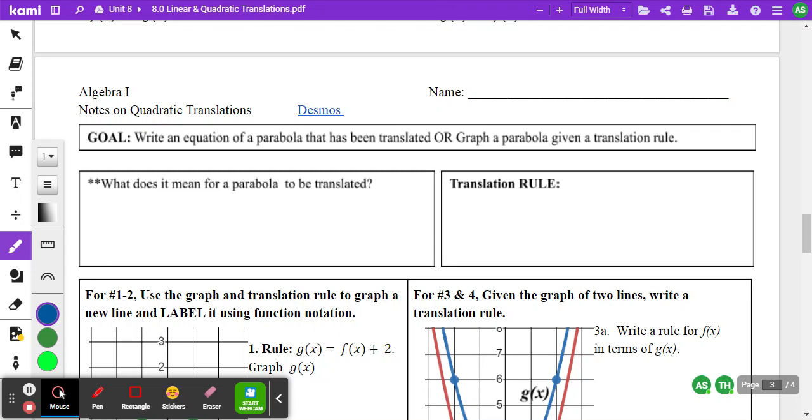Hey guys, today we're going to be looking at our notes on quadratic translations. So we're going to go ahead and get started. So what does it mean for a parabola to be translated?